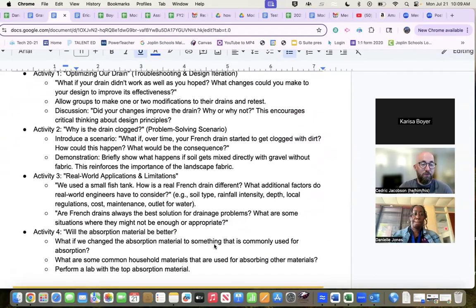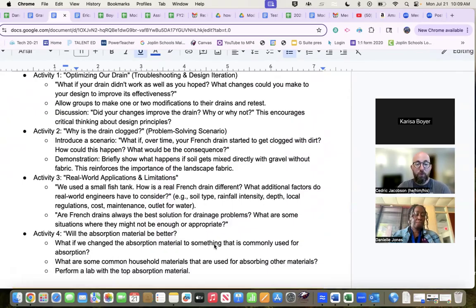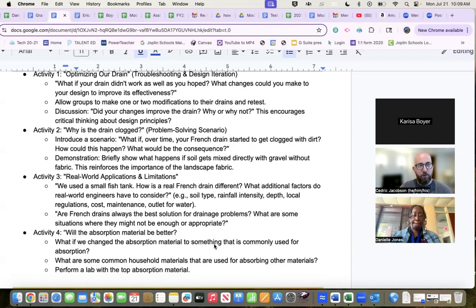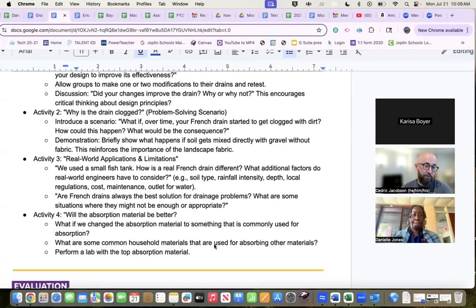First, students work to optimize their drain. Then they explore what happens if a draining system is clogged. Then we zoom out and think about real world applications and limitations of our models. And finally, we consider if different materials for absorption could function better.